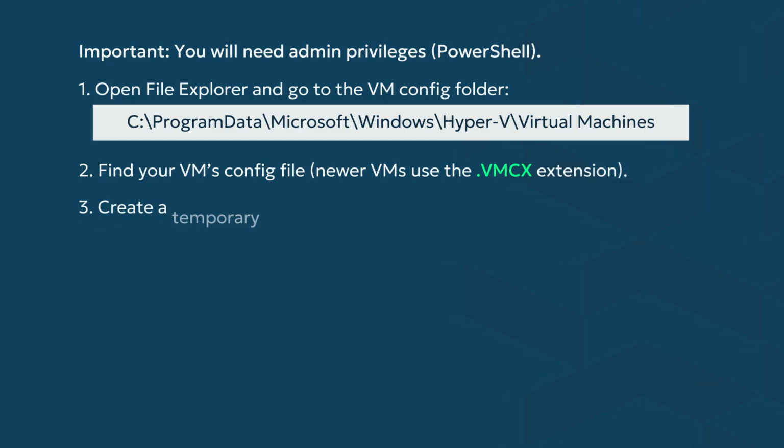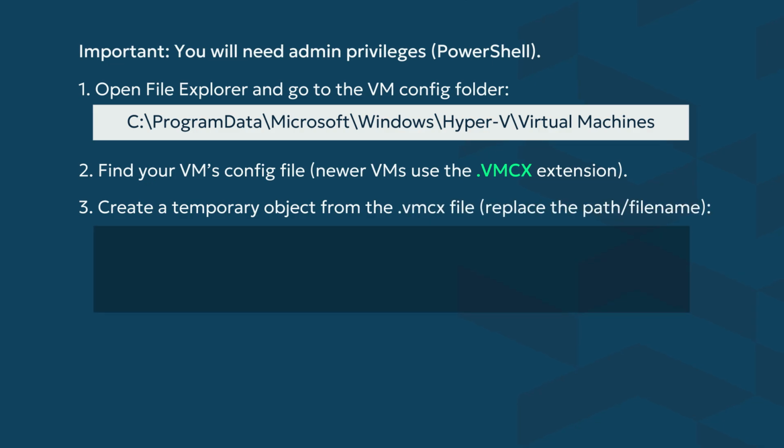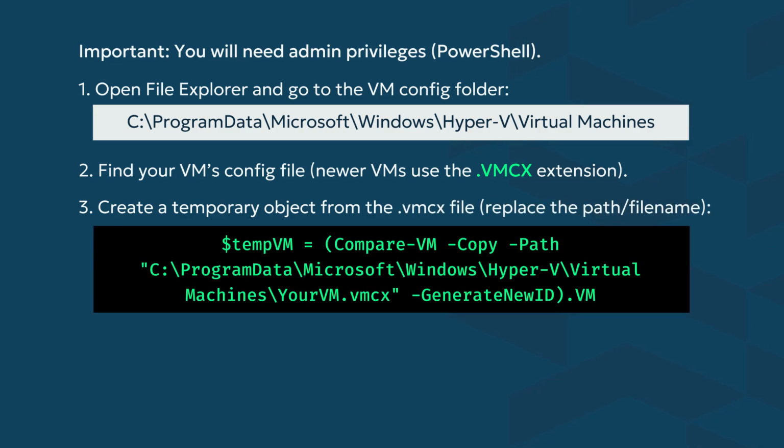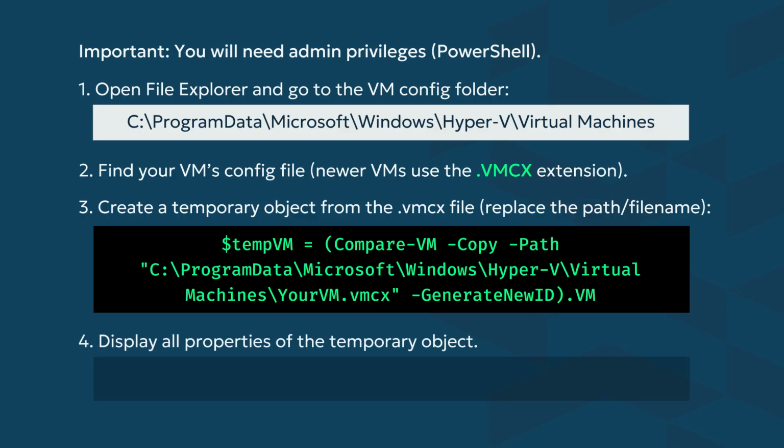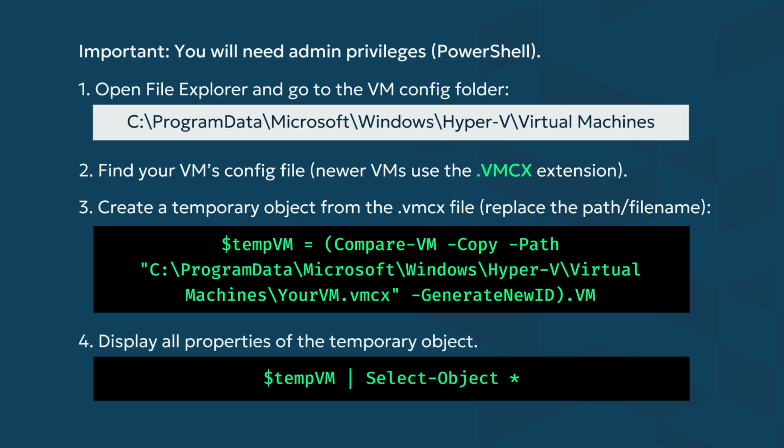To read these files, use the following PowerShell command to create a temporary object. Once the temporary object is created, run the next command. This will display key properties of the file, including the VM's generation.